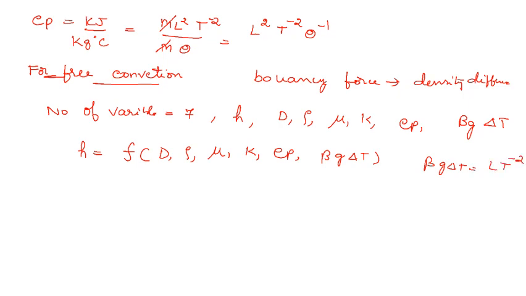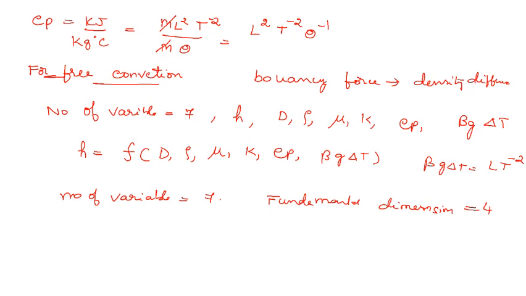So here the number of variables, as you can see, is 7. And we have the fundamental dimensions. In fluid mechanics we use 3, but here it is 4 because we have included theta, which is temperature difference. Because we are talking about heat transfer, this is a very essential requirement.